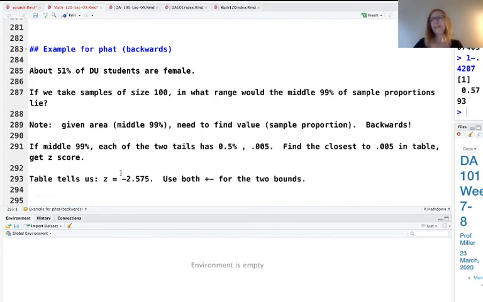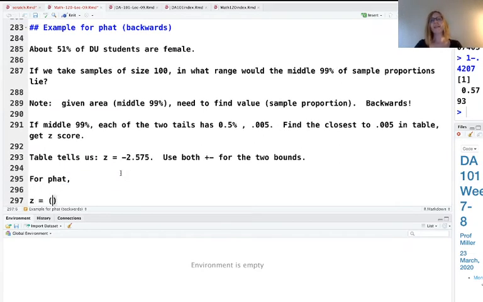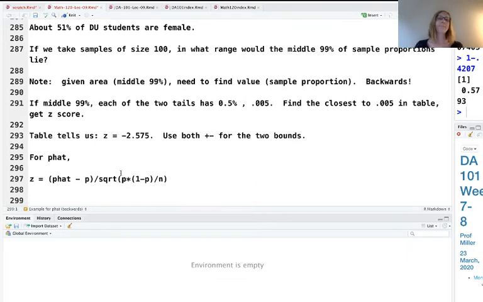Remember, we've got the backwards z-score formula. We know here for proportions, for p hat, our z-score is p hat minus p divided by the square root of p times 1 minus p divided by n. So we need to solve backwards and figure out what p hat has to be. We know what the z-score is, and we know what p is, and we know what all this stuff is. P hat is the thing that we're trying to get in this problem. We're going backwards.